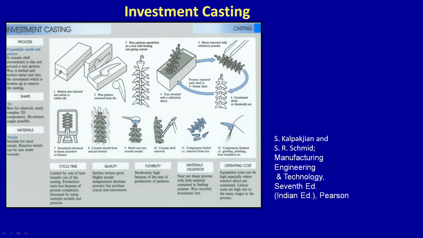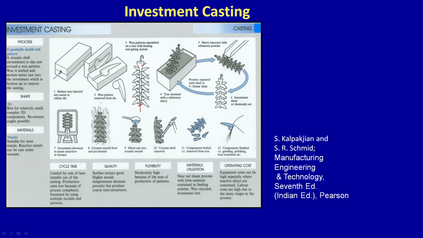You can clearly see that these are the wax patterns, patterns made of wax. And these wax patterns are joined like this. This is the whole pipe, and this is the sprue. This is a pipe actually, and they are joined.